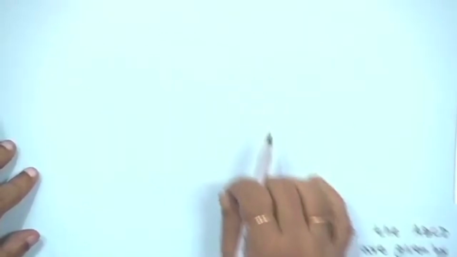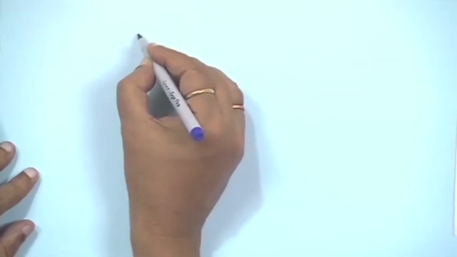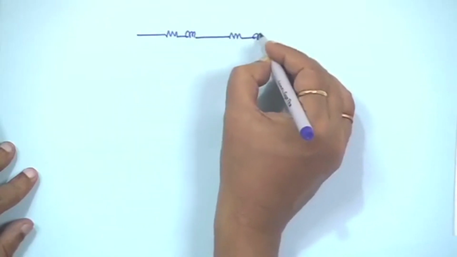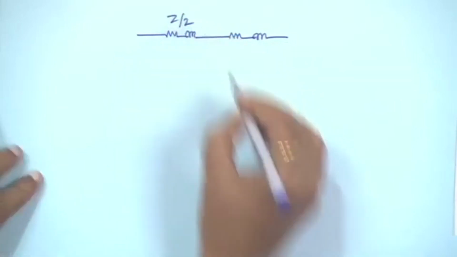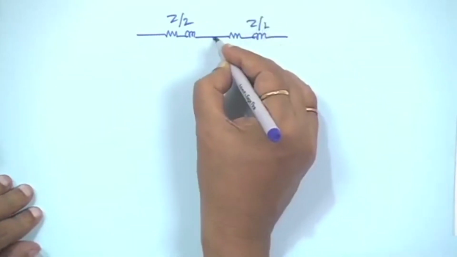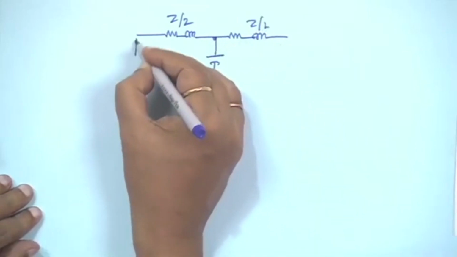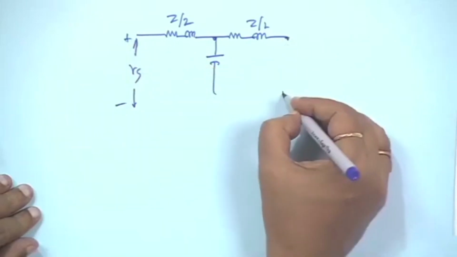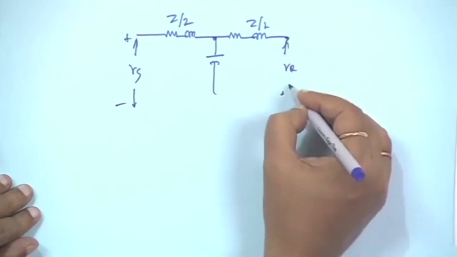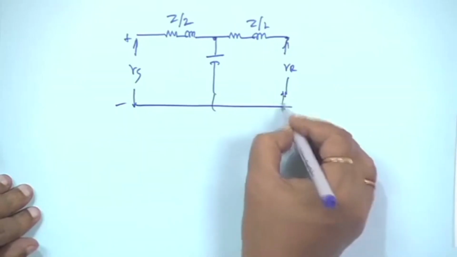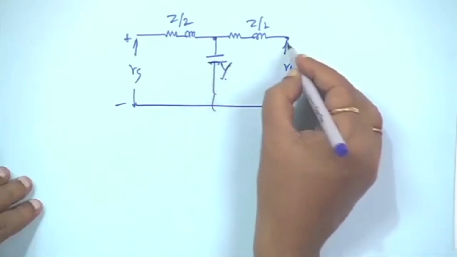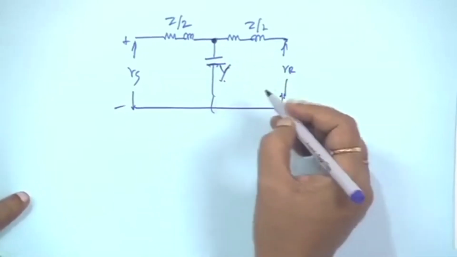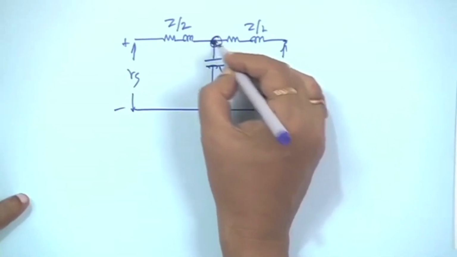Suppose you have a transmission line, and this side is Z by 2 and this side is Z by 2, and you put Y here, and this side is your Vs, with plus minus polarity. The load is of course there, but we are not showing the load. If you use a T network, then you are creating one additional node.